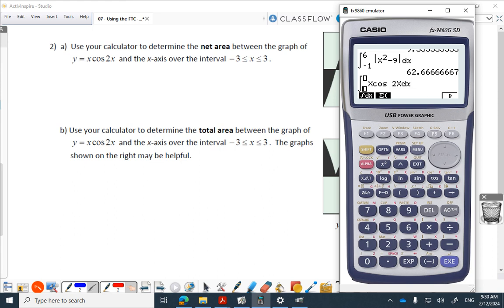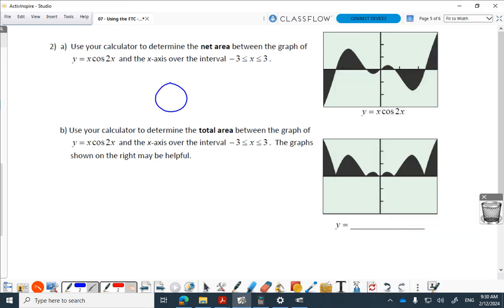From -3 to 3, let's just put this in here. We're finding net area, so I don't care about the positives and negatives. I want the net result, physics people. I want the net result. I want to know what this function accomplishes between -3 to 3, and it accomplishes nothing. But if you look at the picture, can you see why?